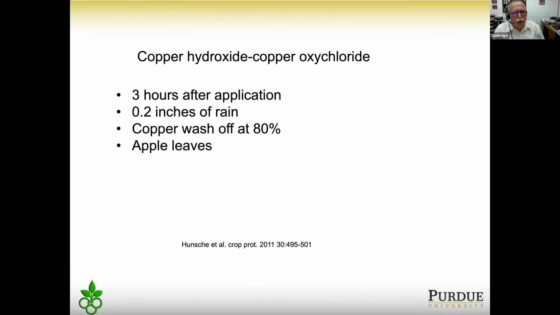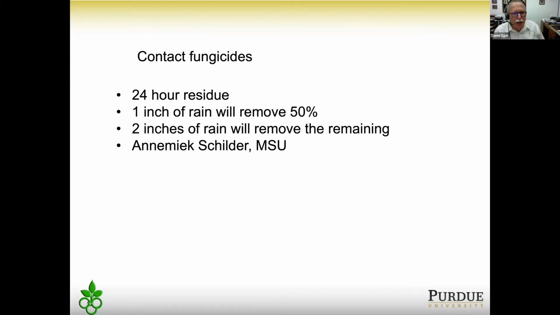So here's a copper product. The copper products are also products that are susceptible. They're contact products. They're on the outside of the leaf, in this case an apple leaf, and they are susceptible to being washed off as well. This group used 0.2 inches of rain 3 hours after application and found that 0.2 inches of rain washed off 80% of the copper.